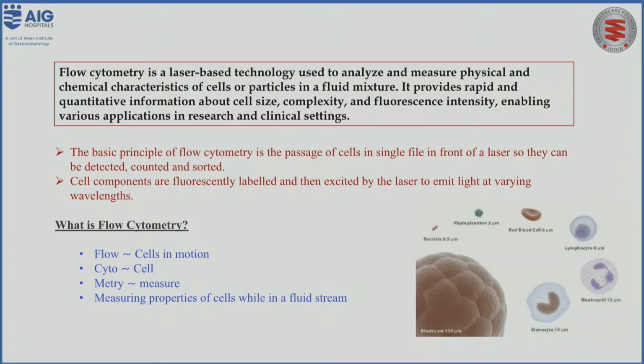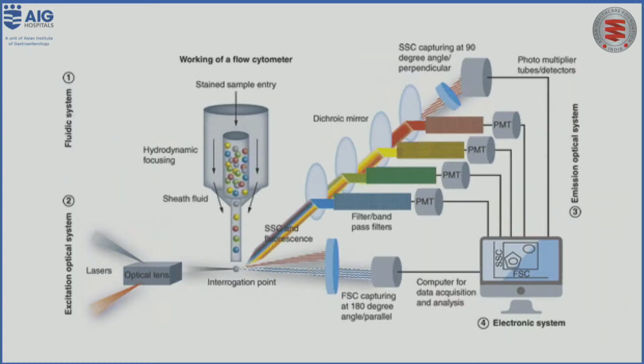Basically, flow cytometry is a laser-based technology used to analyze and measure physical and chemical characteristics of cells or particles in a fluid mixture. It provides rapid and quantitative information about cell size, complexity, and fluorescence intensity, enabling various applications in research and clinical settings. So what is flow cytometry? Flow means cells in motion, cyto is cell, and metry is measure. So it is measuring the properties of cells while in a fluid stream.